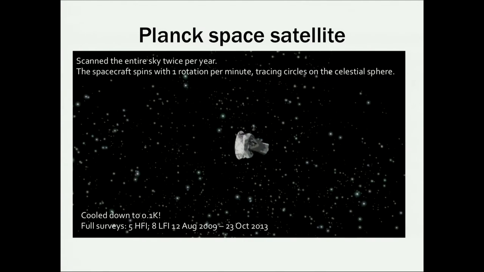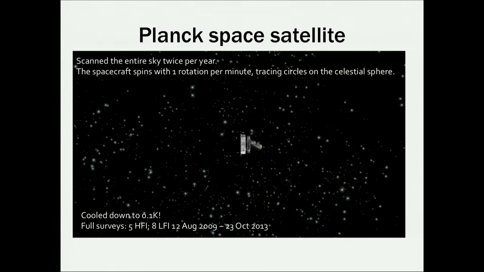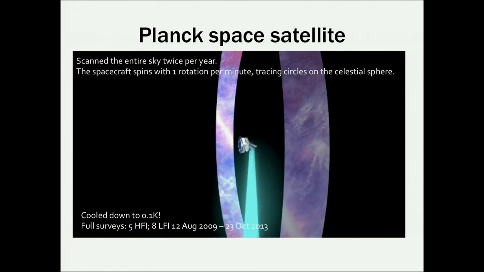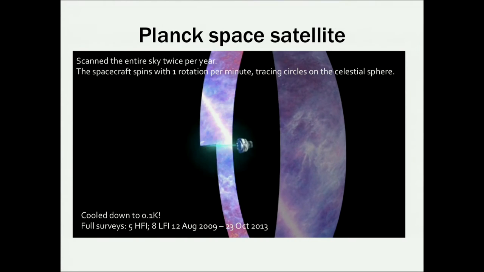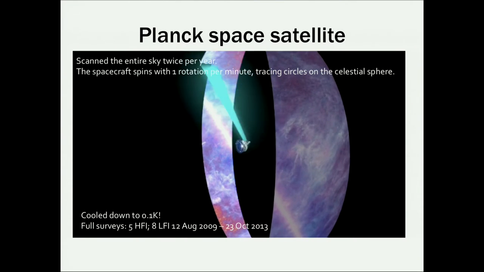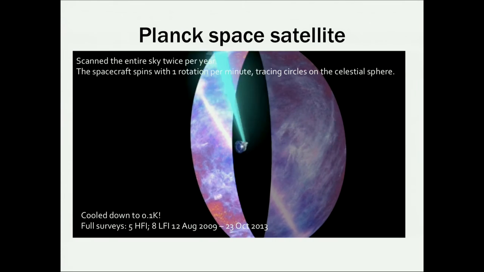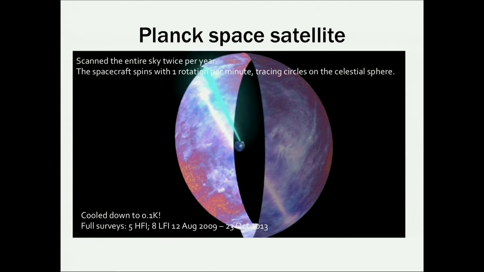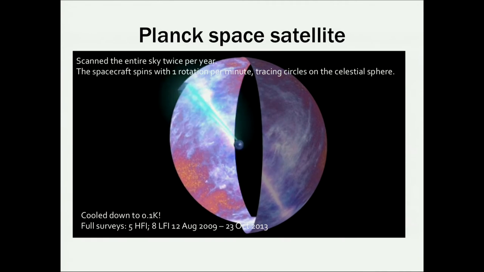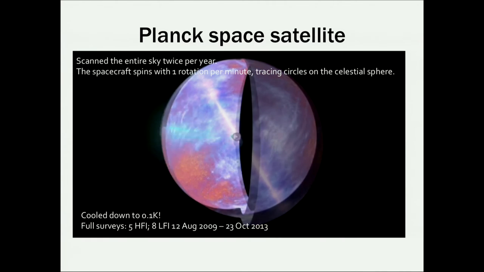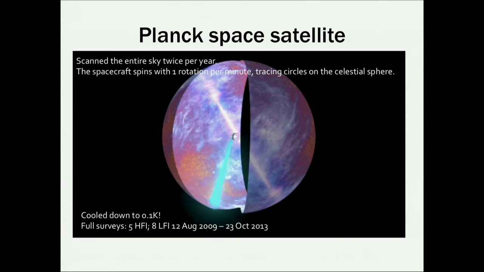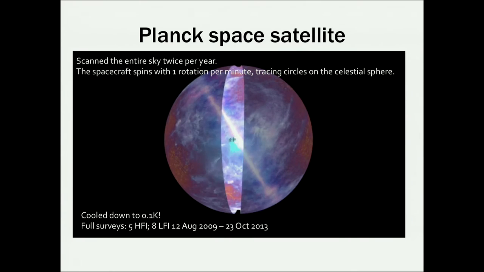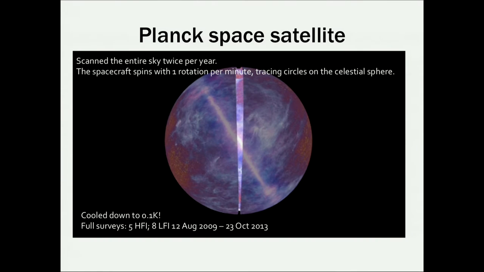So it contains two instruments, one at low frequencies and one at high frequencies. And the high frequency part had to have a very complex cryogenic system that had to cool down the whole detector down to 0.1 Kelvin. So it was literally the coolest place in the universe for a while. It observed in all directions, as you see, all the radiation.